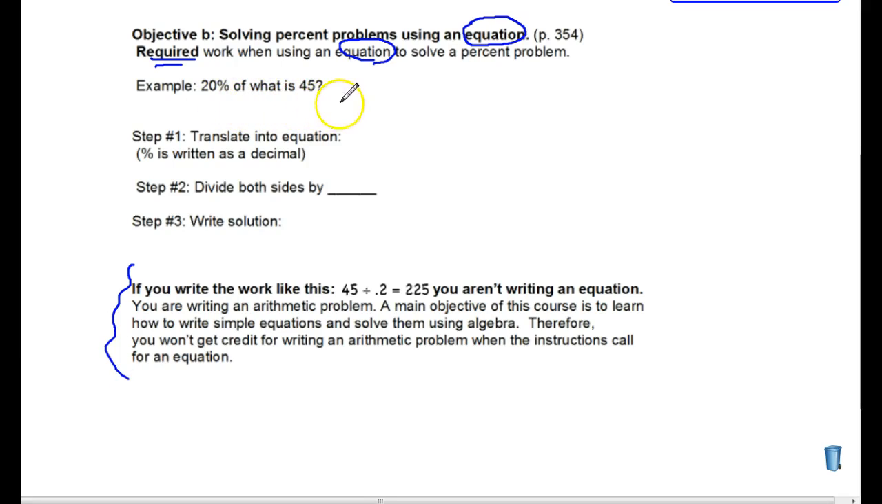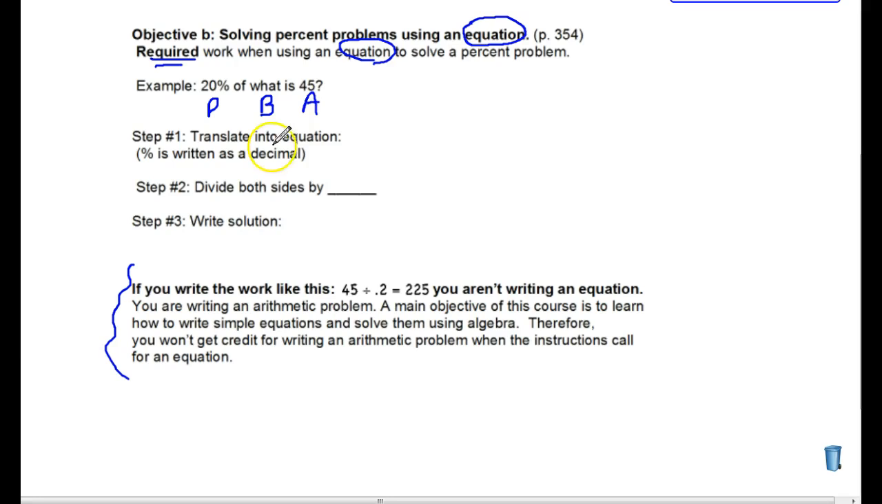20% of what is 45? First thing I want to ask myself is, what am I trying to find? Remember, the number after the of is always the base. So I'm trying to find 20% of some number is 45. That means I'm taking part of something, and the answer to that is 45. I'm taking a percent of a base and it equals an amount or an answer.